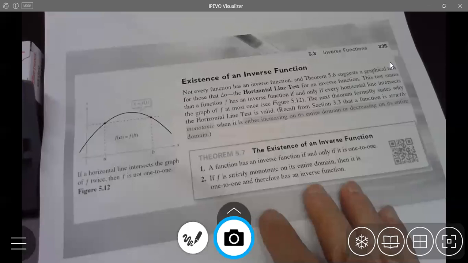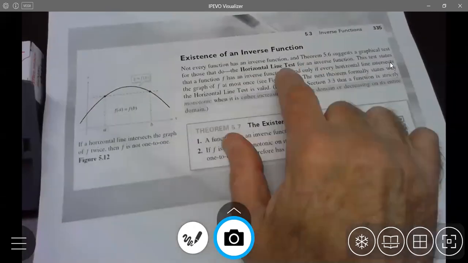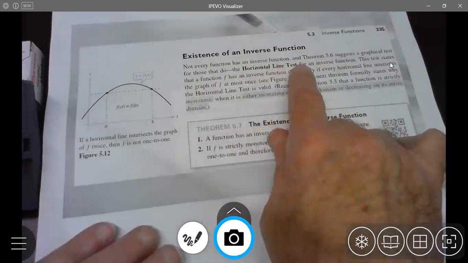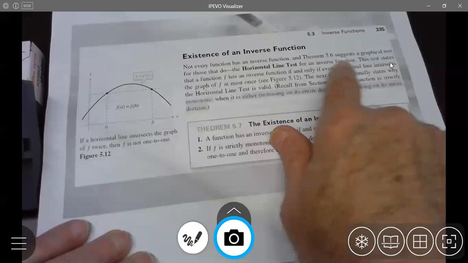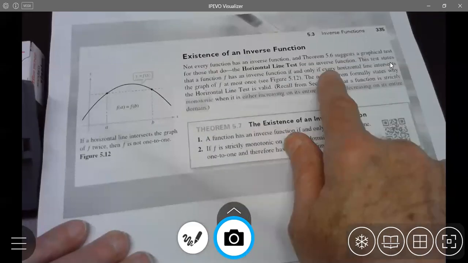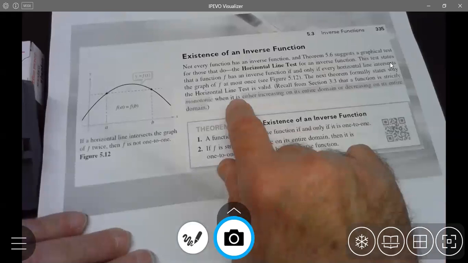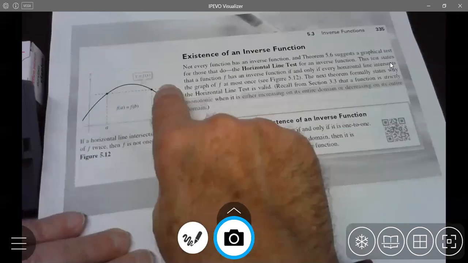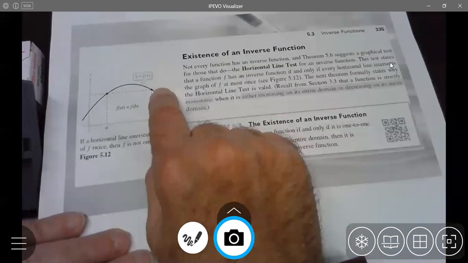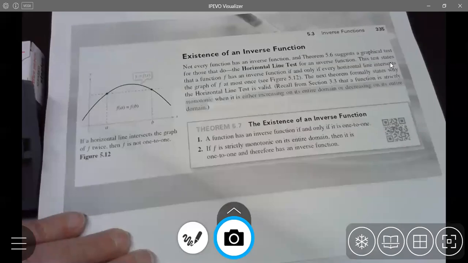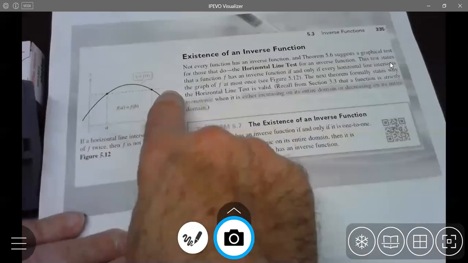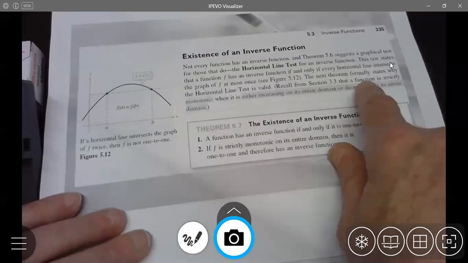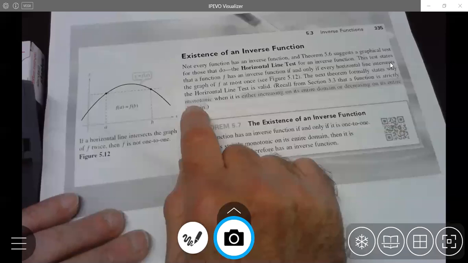Okay, so the next one, the existence of an inverse function. Not every function has an inverse function, and theorem 5.6 suggests the horizontal line test for that. So if you pass a horizontal line through there, it should only go through one point. And so this would not be 1-to-1. It would not pass the horizontal line test. So that a function is strictly monotonic.